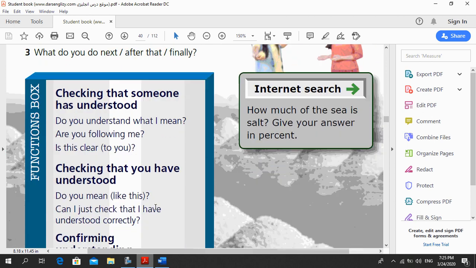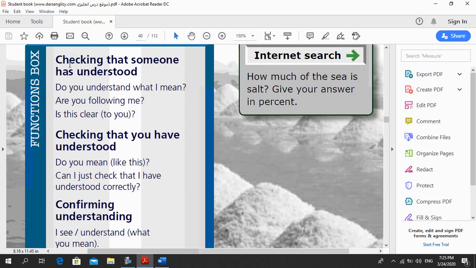Don't forget to study the gray box. It informs you on how to check that someone understood you. So you say, are you following me? Do you understand? Is it clear?